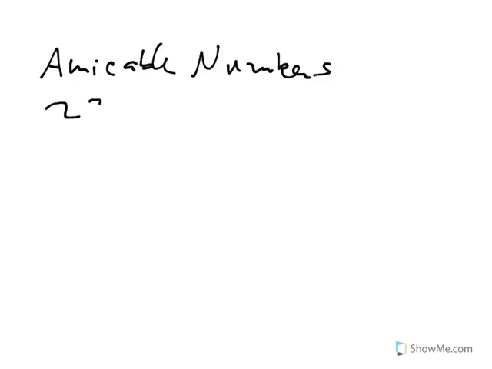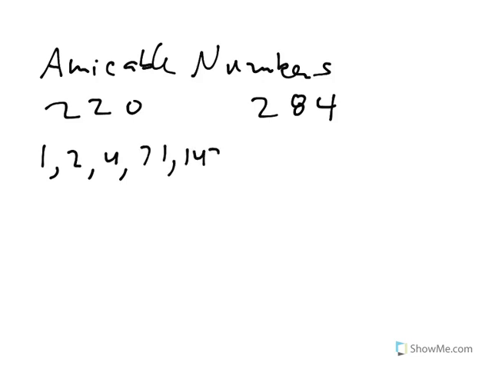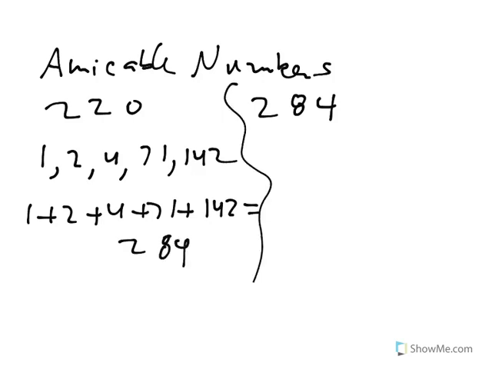The numbers 220 and 284 are a special pair of numbers known as an amicable pair. This is because if you list out the factors of 220, which are 1, 2, 4, 71, and 142, and you add them together, you get 284.